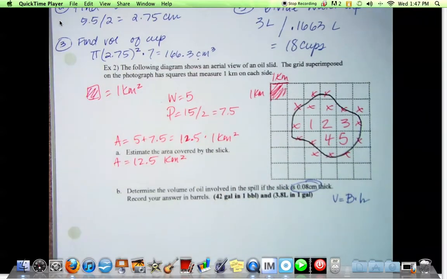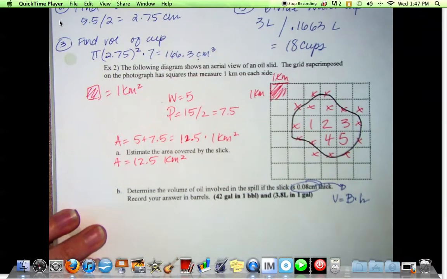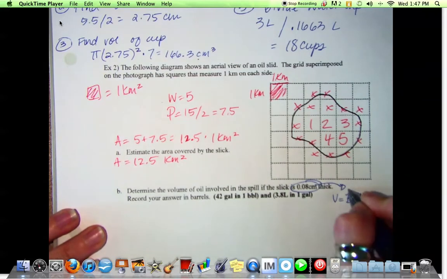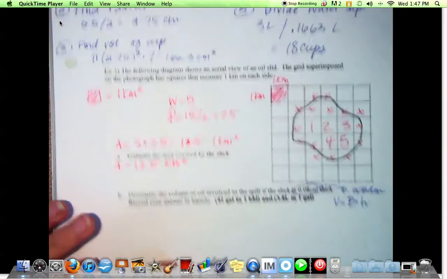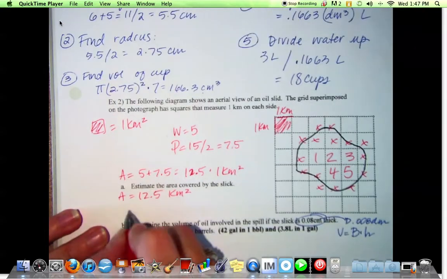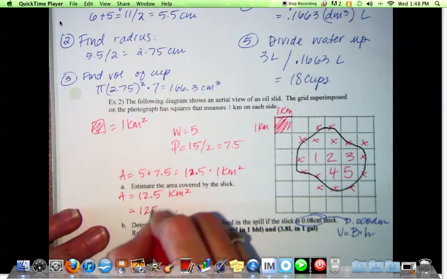Usually we want to put our answers in liters, so what should we convert everything to? Decimeters. So 0.08 centimeters is how many decimeters? 0.008 decimeters. And 12.5 kilometers squared. I'm going from kilo to deci. It's 4 apart, so 8, which means you need to move your decimal 8 places.